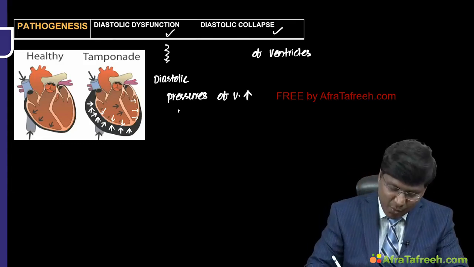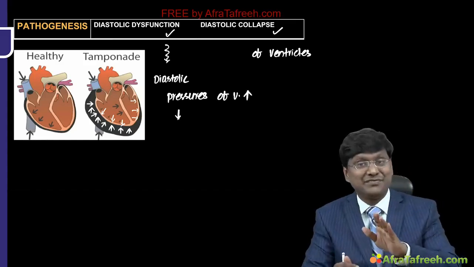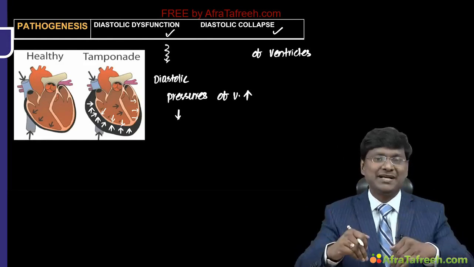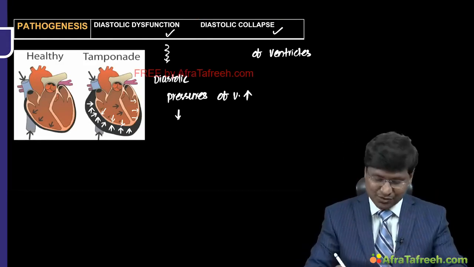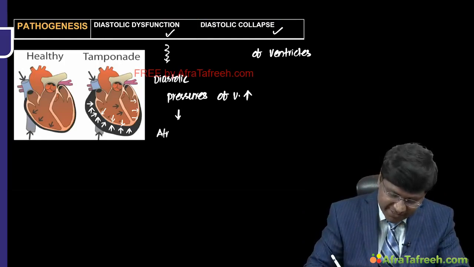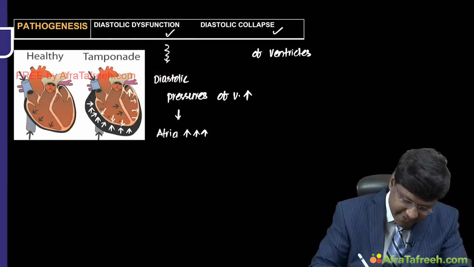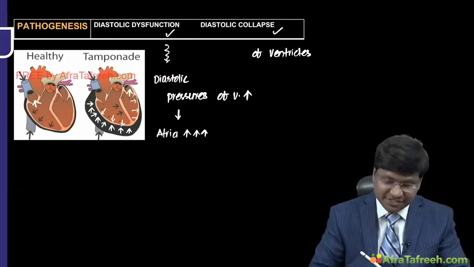Okay, now once the diastolic pressures of the ventricles increase, do the atria send the blood comfortably into the ventricle? No. So thereby what will happen is there can also be an increase in the pressure even within the atria. That is, the left atrial pressure is elevated and even the right atrial pressure is elevated.